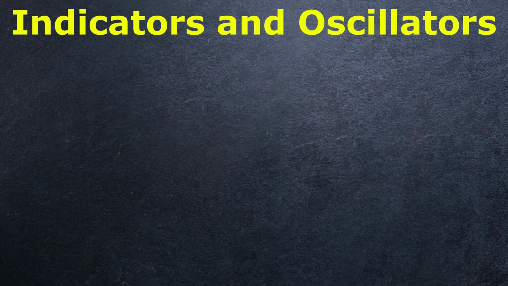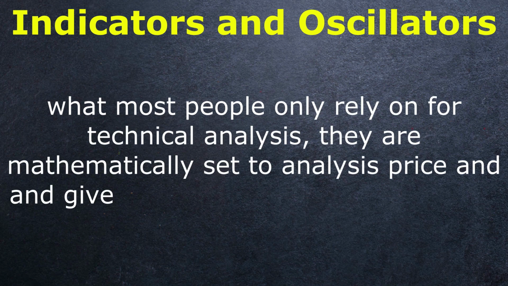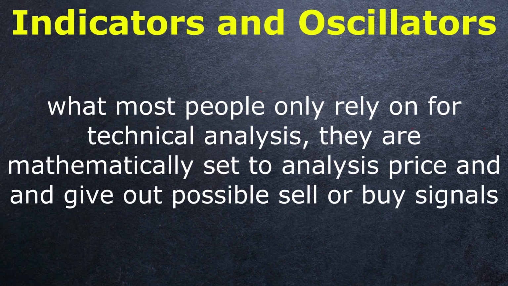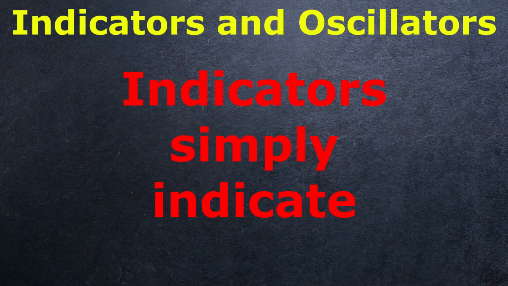And then we have what we call the indicators and oscillators, right? This is what most people rely on for technical analysis. Basically, they are mathematically set to analyze price and give out possible buy or sell signals. Indicators simply indicate, which is very key for you to understand. They interpret and help us to analyze the market, giving us better insight into what the price could do next.